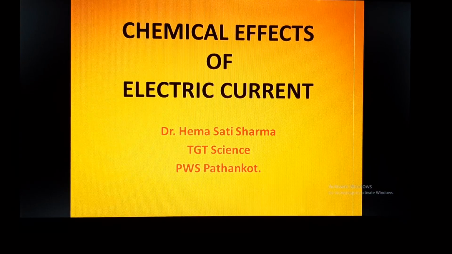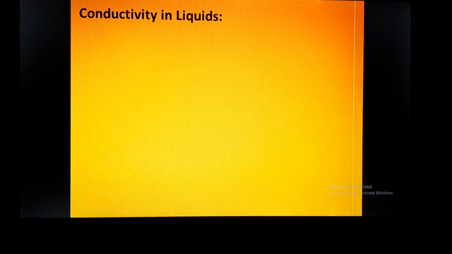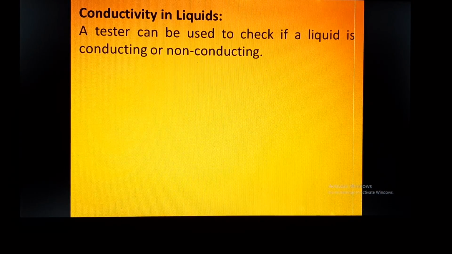We have already discussed a few topics in lecture 1 of the same chapter. Today in lecture 2 we are going to discuss conductivity in liquids. So we know that few liquids are conducting, that means they allow the charge to pass through them, and few liquids are non-conducting, that means they don't allow charge to pass through them. Examples of conducting liquids are tap water, sea water, and salt water. And examples of liquids which do not conduct electricity are sugar solution and oil.